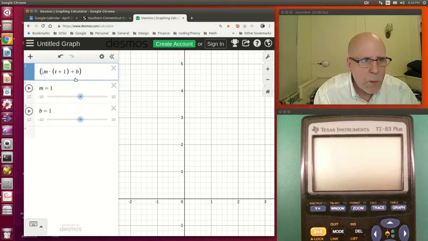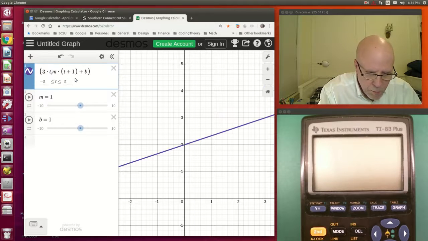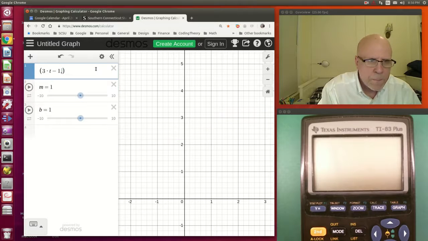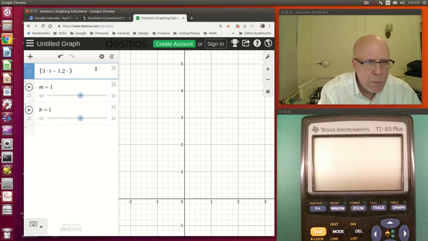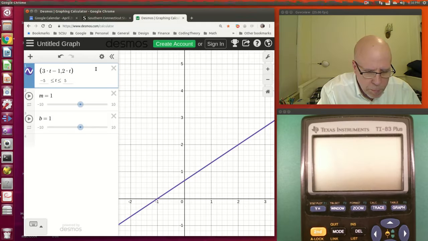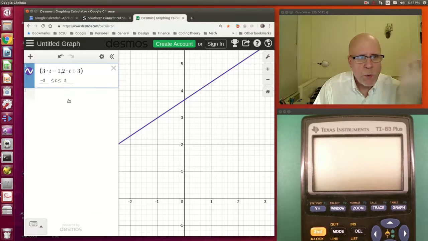Don't take my word for it. Let's just do it. How about if we do 3 times t minus 1 in the x coordinate and 2 times t plus 2. Now, the m and the b, I don't need them anymore. I put actual values in for that.